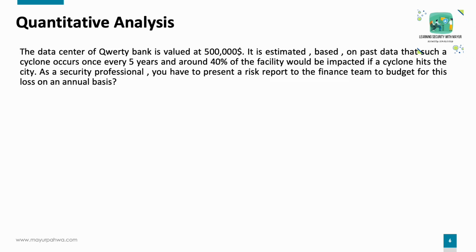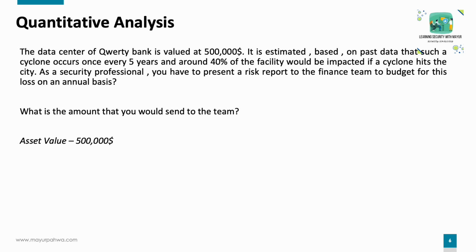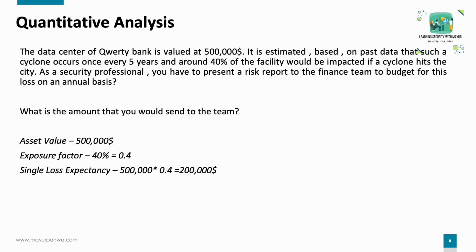As a security professional, you have to present a risk report to the finance team to budget for this loss on an annual basis. So what is the amount that you would send to the team? Here we have the asset value, that is the data center is valued at an overall $500,000. The facility is looking at an exposure factor of 40%, which gives us an overall SLE of around $200,000 obtained by multiplying these two terms.